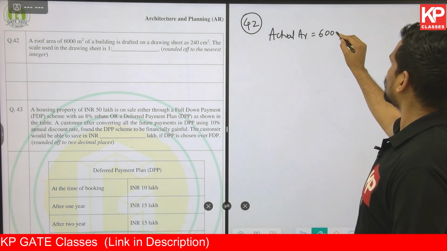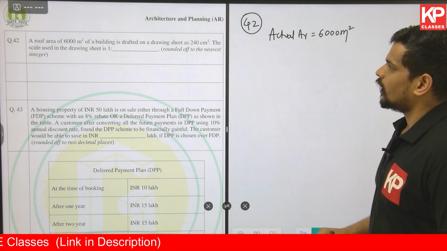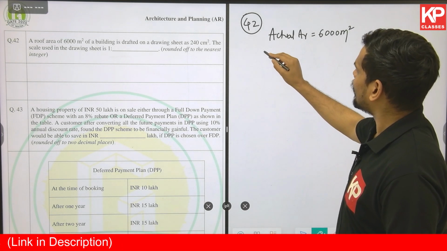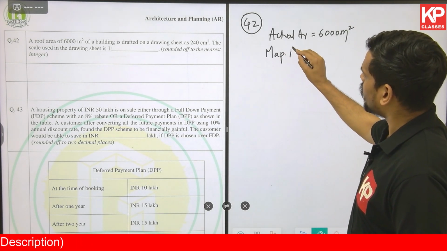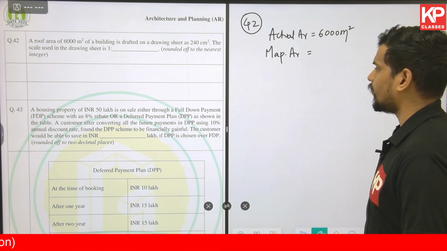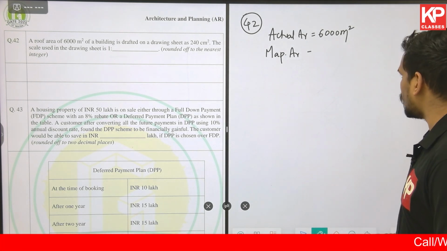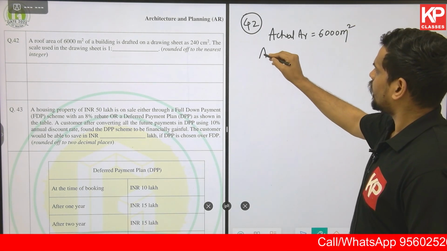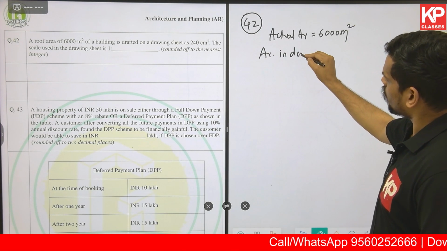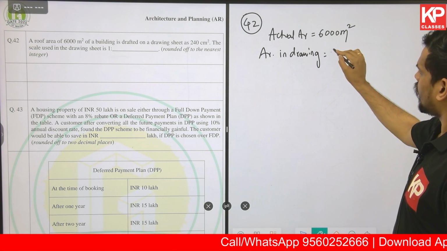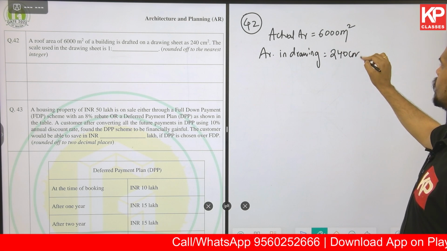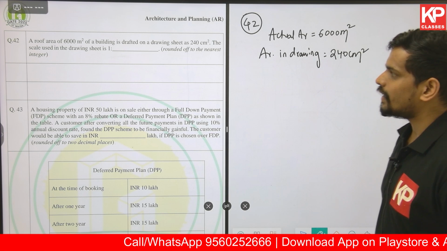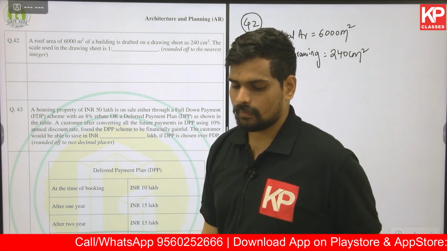That is 6,000 square meter. What is the area on the map? I'll write it as map area or drawing area, area in the drawing. That is 240 centimeter square. The scale is 1 is to something, that you have to find out.